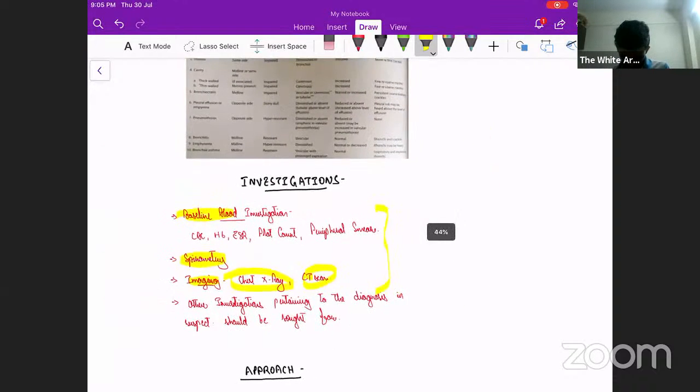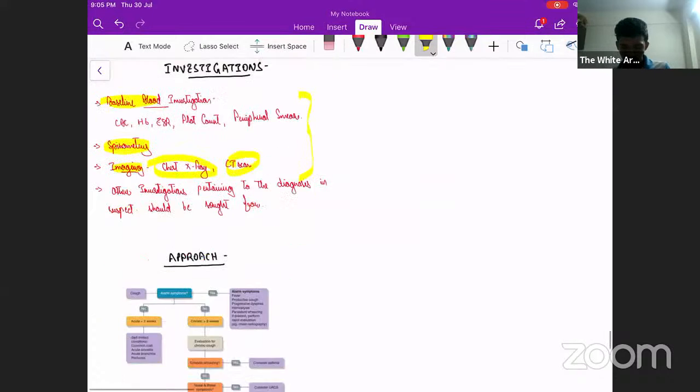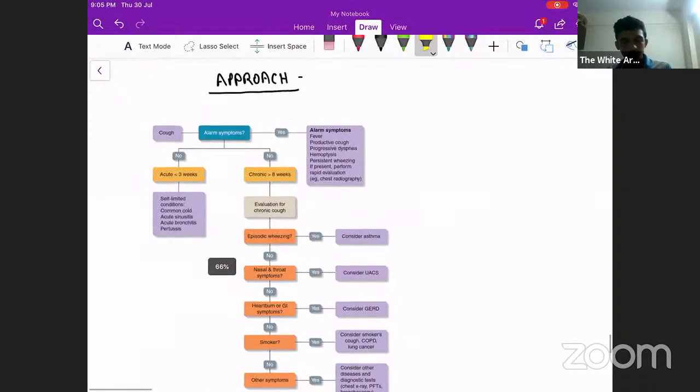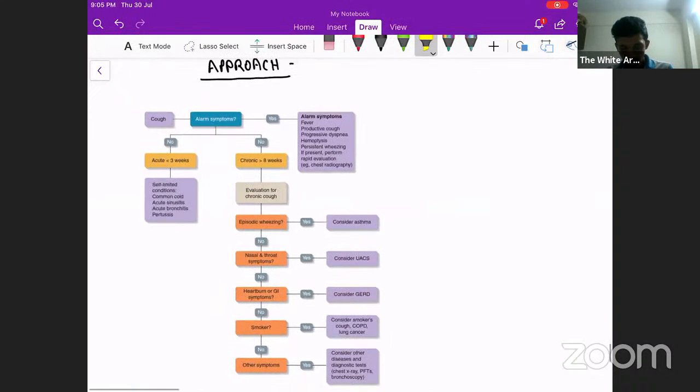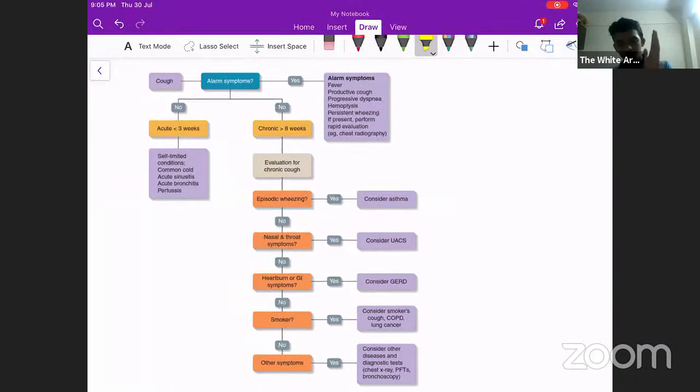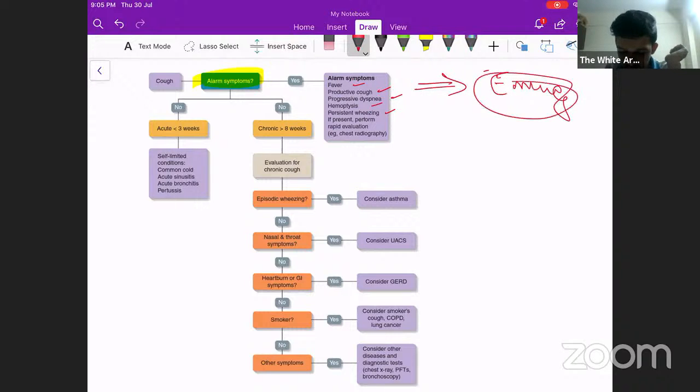So with this in our mind, let's see how we have to approach a case of cough. Now you guys already know it. You guys have approached two cases very well. So first is thorough history, thorough examination. On doing this, if you find any alarming symptoms like fever, productive cough, dyspnea, hemoptysis, wheeze, all these things, this requires immediate evaluation and treatment. Okay. So this will differ. This is the emergency line of management. Okay. So this is fine.